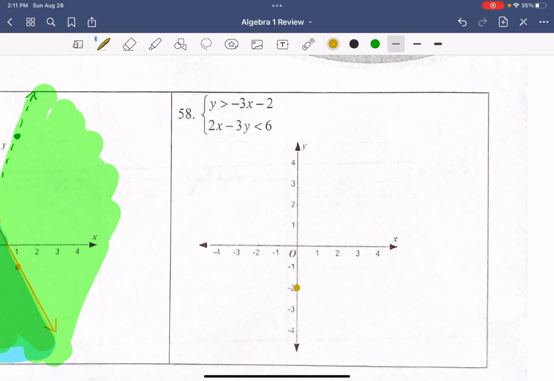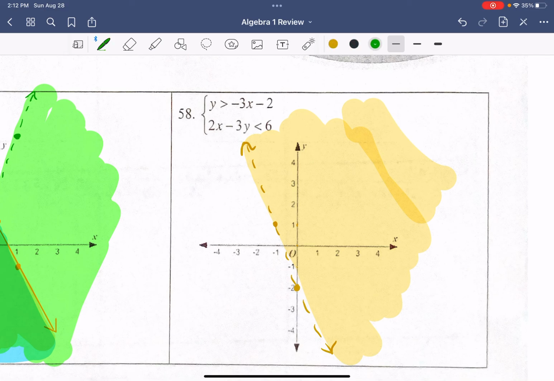Negative 2, and then we're going to go up 3 and then back 1. 1, 2, 3, back 1. This is a dashed line as well. Oh, that's not it. That's better. Then we've got y is greater than, so we're going to be taking from the y-intercept and shading everything above the line. Yay.